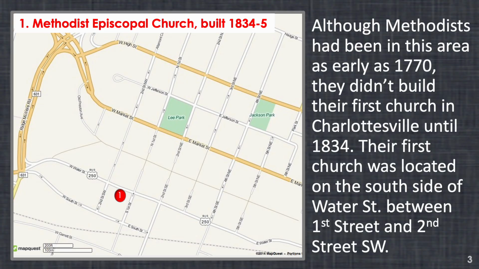The Methodists built their first church in Charlottesville beginning in 1834 and completed it in 1835. The first church was located on the south side of Water Street, between 1st Street and 2nd Street Southwest. This church was known as the Methodist Episcopal Church.